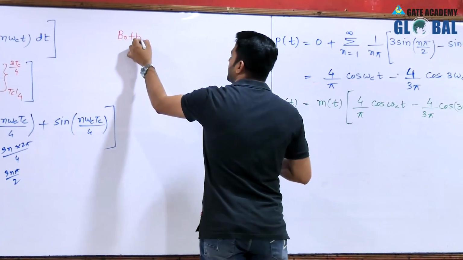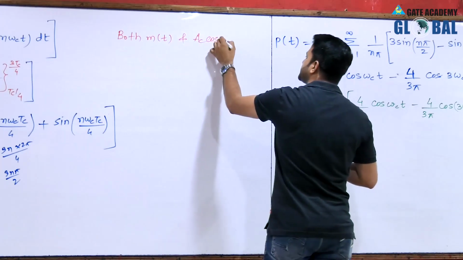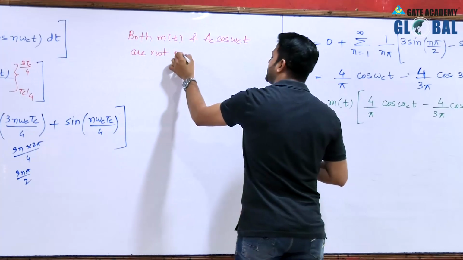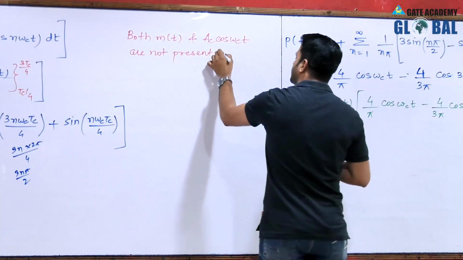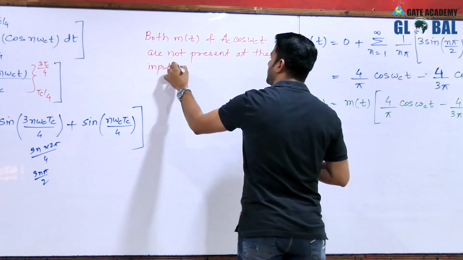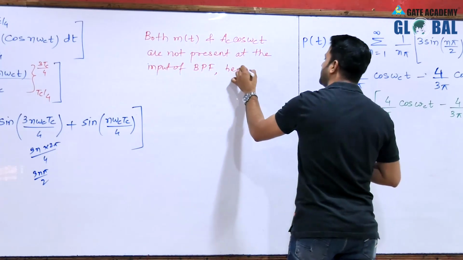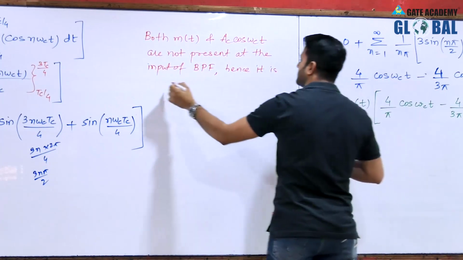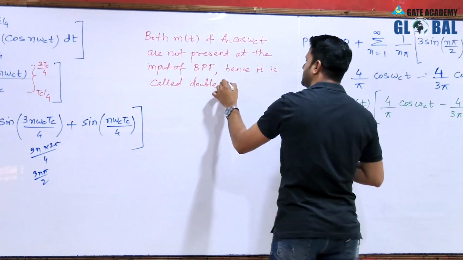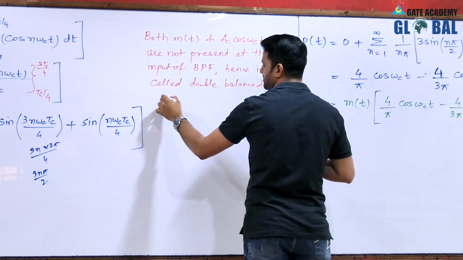Both Mt and Ac cos omega ct are not present at the input of the band pass filter. Hence it is called a double balanced modulator.